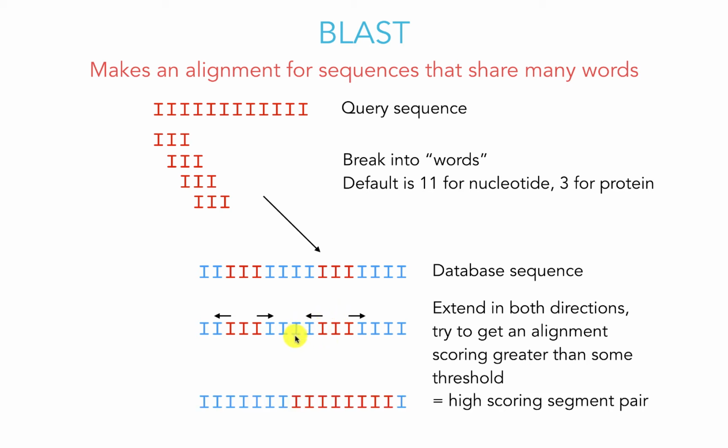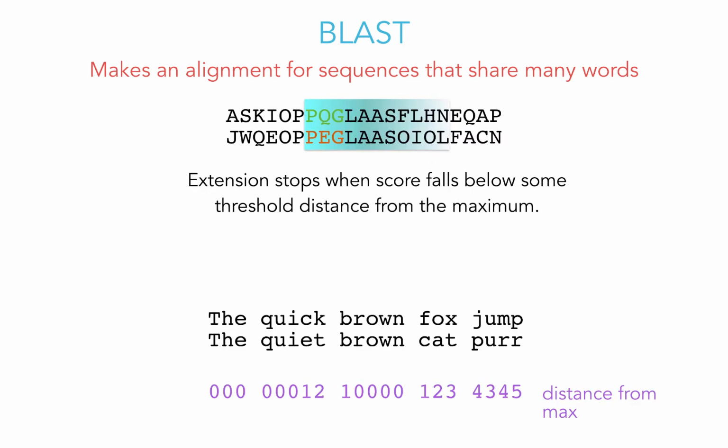And eventually you'll end up with whatever the largest, highest scoring extended island of similarity or sequence is, which will be maintained and reported in your BLAST result. So how does it know when to stop extending? It's, again, very similar to what we've been dealing with. There's a scoring matrix associated with this.